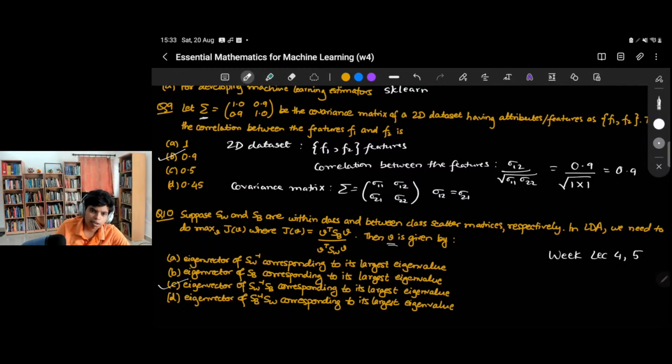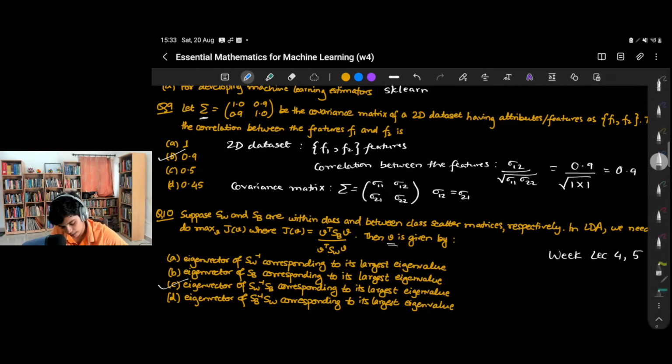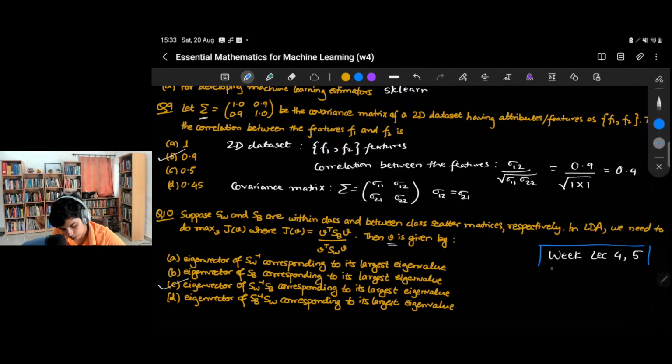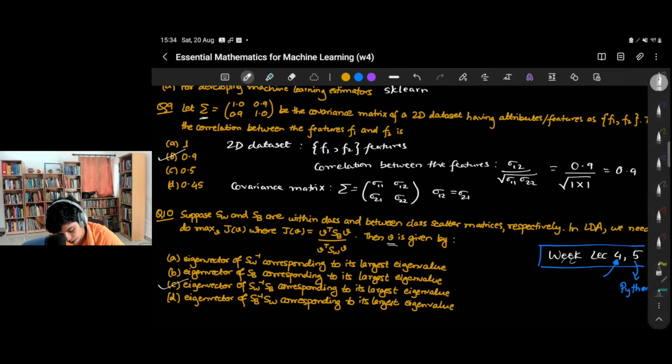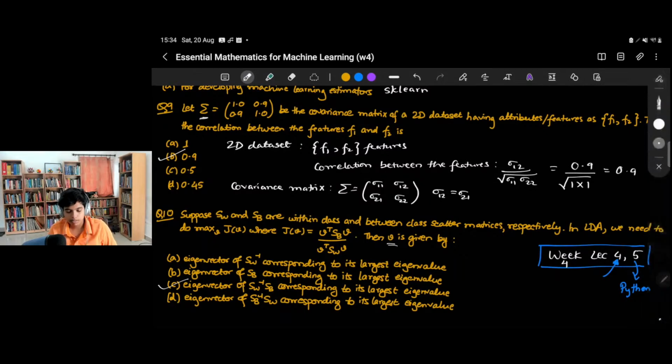It is simple maths, but a lot of algebraic steps are there to arrive at this conclusion, and this is given in this lecture. If you have not seen the lecture, you can go and watch it. Lecture 4 is where the maths is, and lecture 5 is for the Python part, how to implement it in Python. So this is week 4, lectures 4 and 5. You can go and watch this lecture. It would be difficult to explain this right now.